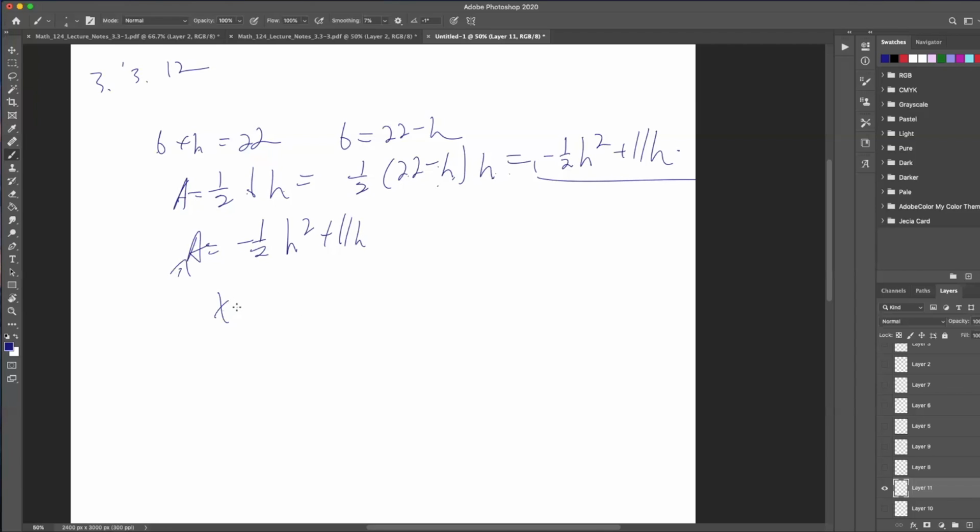so I'm going to find the vertex. So x, or in this case h, is equal to minus 11 over 2 times minus 1/2. So that cancels, and I get 11. If the height's 11, then 22 minus 11 means the base is 11, and that's all it asks. And that makes a lot of sense. You want your height and your base to be the same.